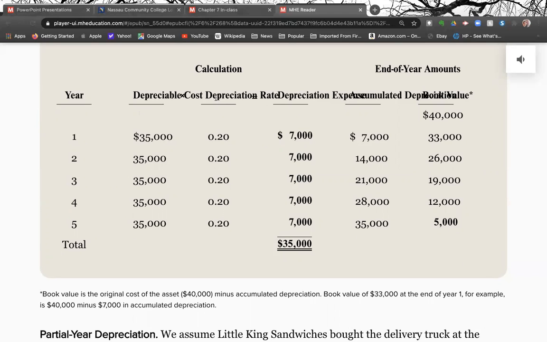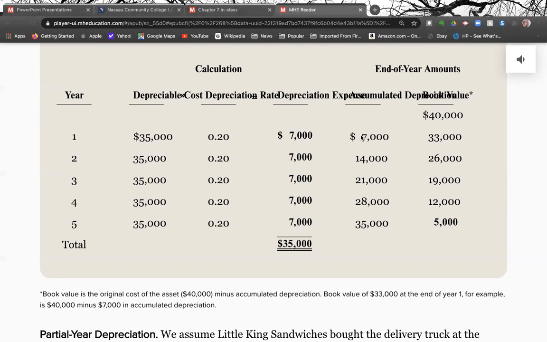So the depreciation rate is 20% a year. 1/5 is 20%. And if I multiply 35,000 times 20%, I get $7,000. Each year, the depreciation is the same. 7,000 year 1, 7,000 year 2, 7,000 year 3, and so on.